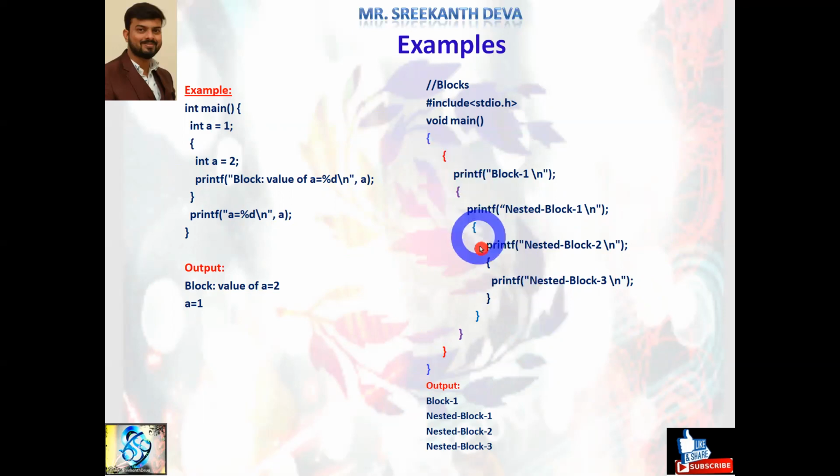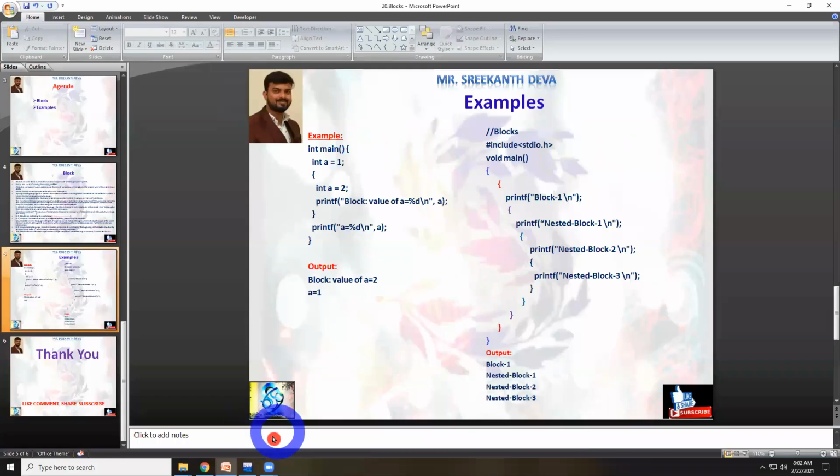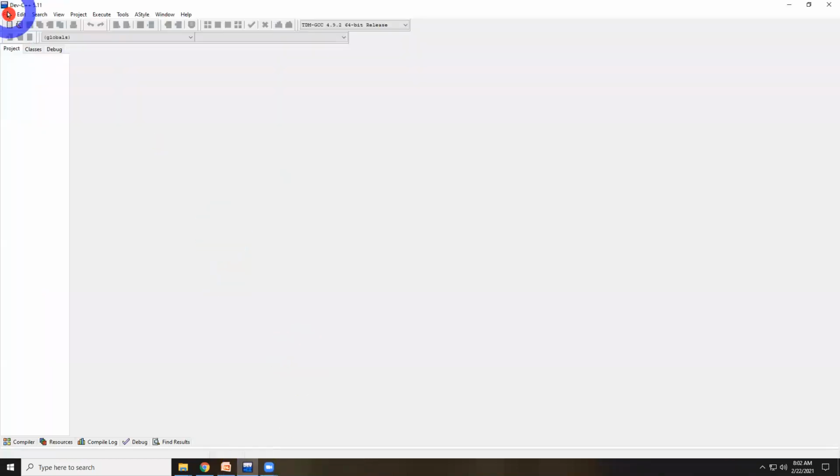The C programming language. So it's going to first print the block 1 message, after that nested block 1, after that nested block 2, and so on, nested block 3. This is the output of the above example. So we go with one example, then you may understand blocks much better.